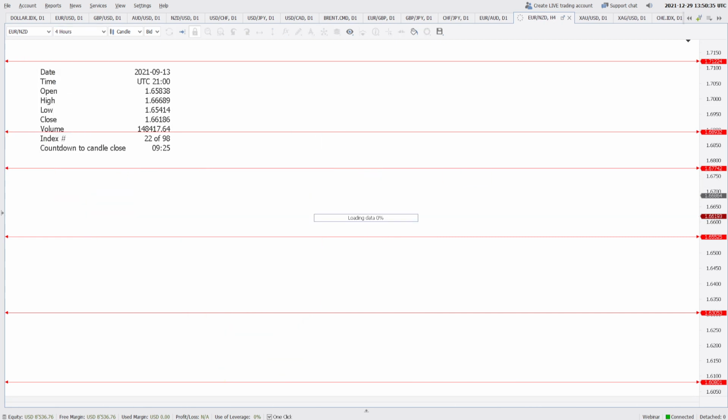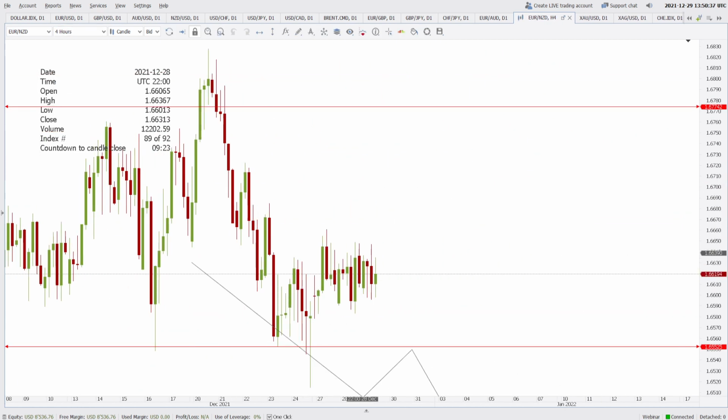So I will say against Euro and New Zealand, you should stay away from this market because it is going nowhere. So where is the support? 1.6552 is the immediate support. 1.6774 is the immediate resistance for this market.